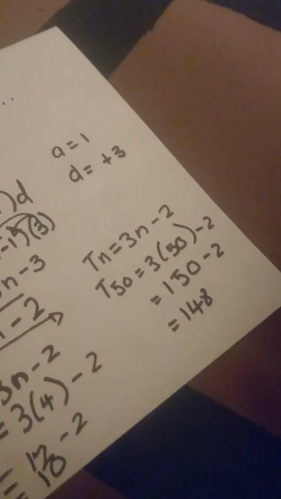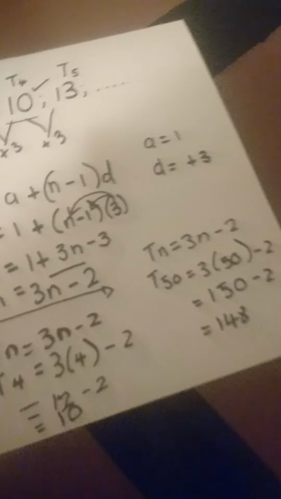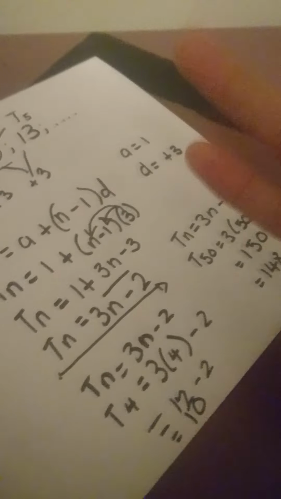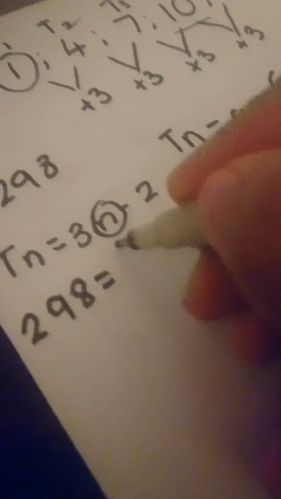Now, if they say, work out which term equals 298, then this is how we are going to do it. They want to know which term number is going to equal 298. So Tn equals 3n minus 2. They are asking us to work out the term number, and they gave us the term. So they're asking which one equals 298. We are going to substitute this 298 in place of the Tn. 298 equals 3n minus 2.